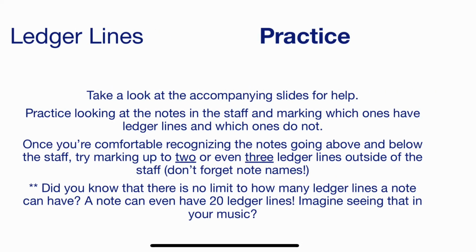Always look at the accompanying slides for help when you practice. Try practicing looking at the notes in the staff, and then marking which ones have ledger lines and which ones do not. Once you're comfortable recognizing the notes going above and below the staff, try marking up to 2 or even 3 ledger lines outside of the staff. And don't forget the note names. Also, did you know that there's no limit to how many ledger lines a note can have? A note can even have 20 ledger lines. Imagine singing that in your music.